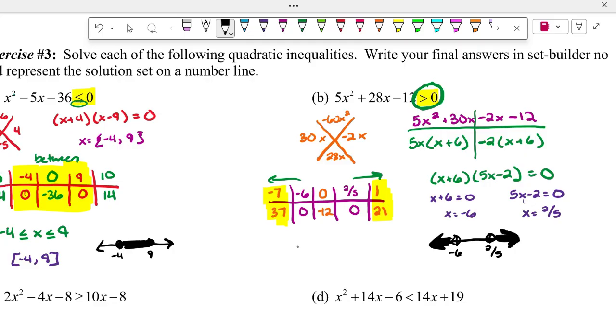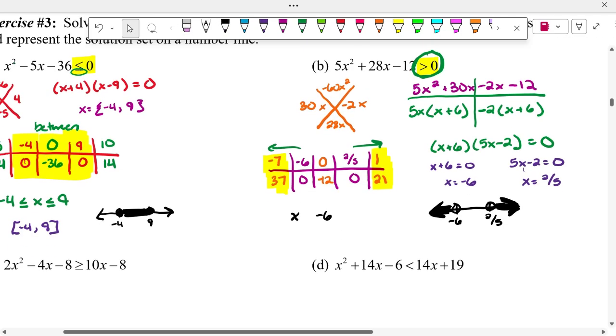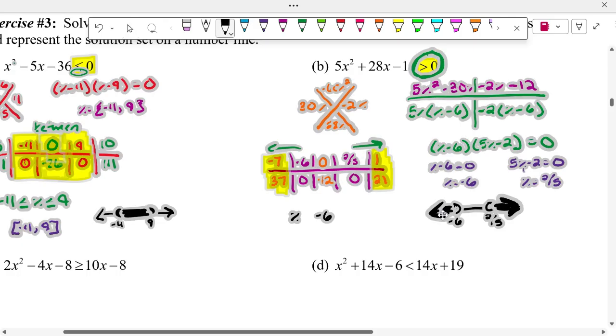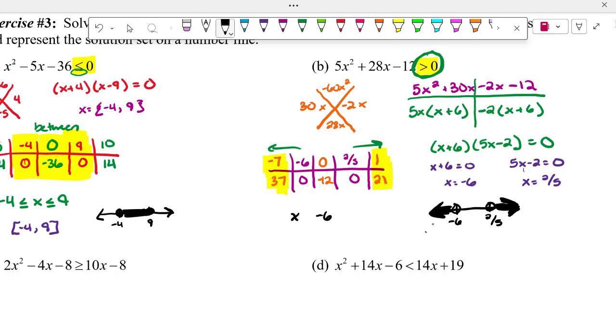So, x and -6. What do I need to put between that? Am I talking about x values that are less than -6 or greater than -6? Less than. It's to the left of -6, which on a number line means it's smaller than it. What about for 2/5? It's shaded to the right of 2/5, so it's greater than.